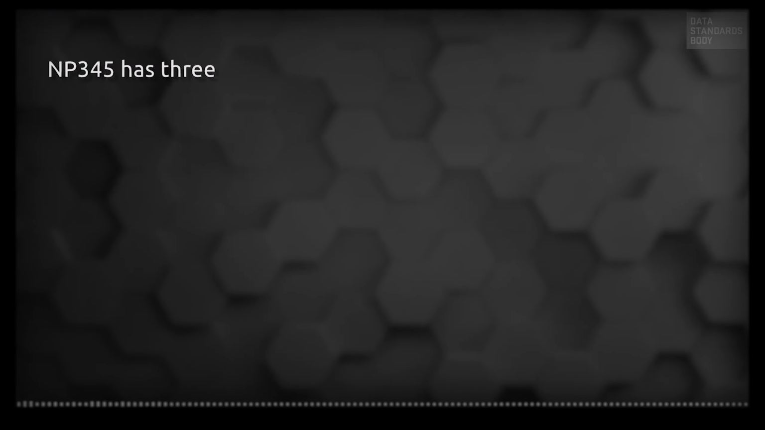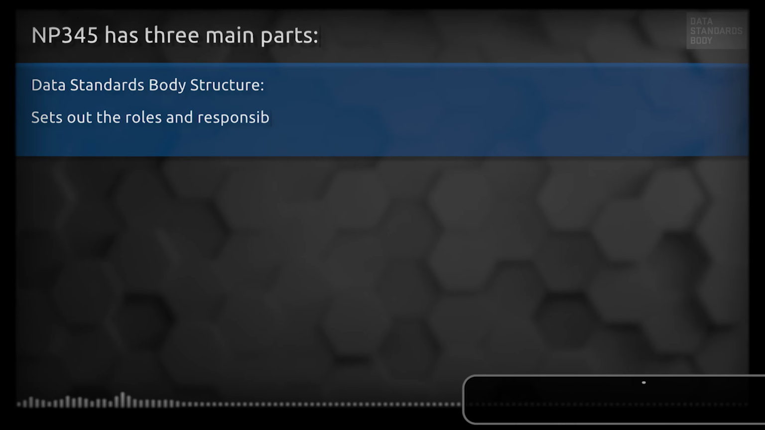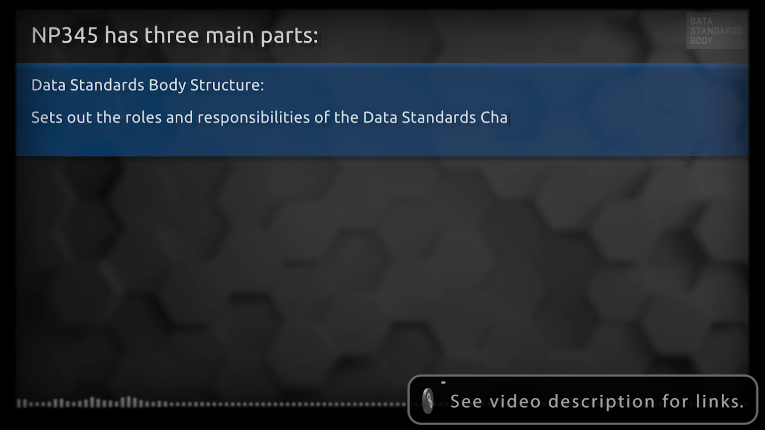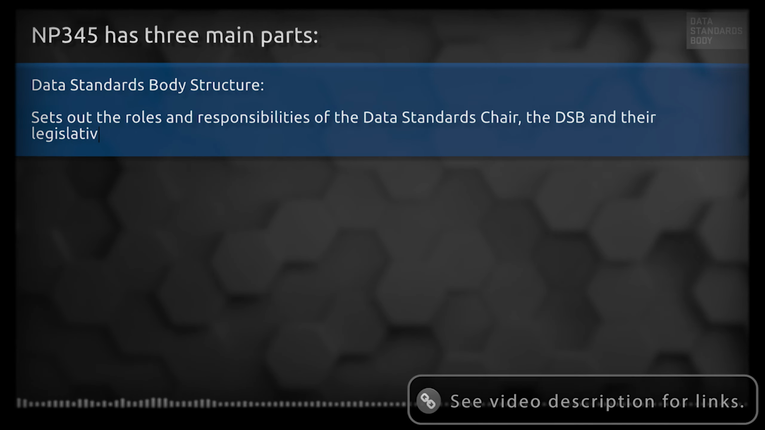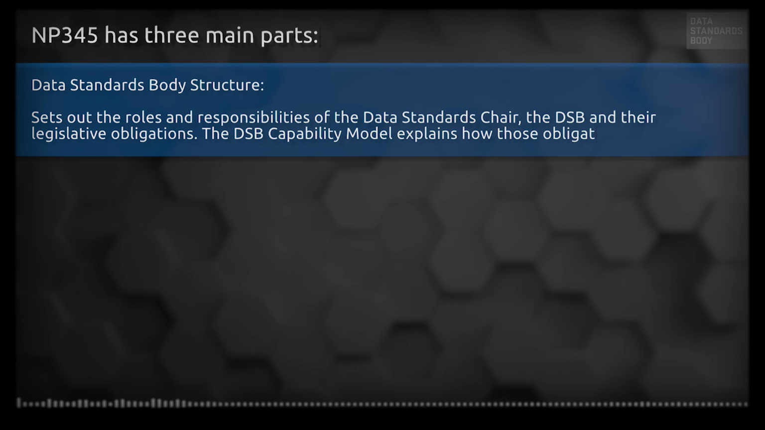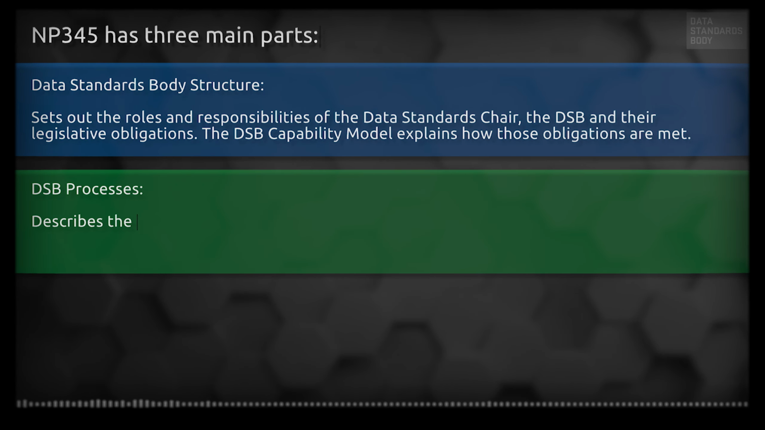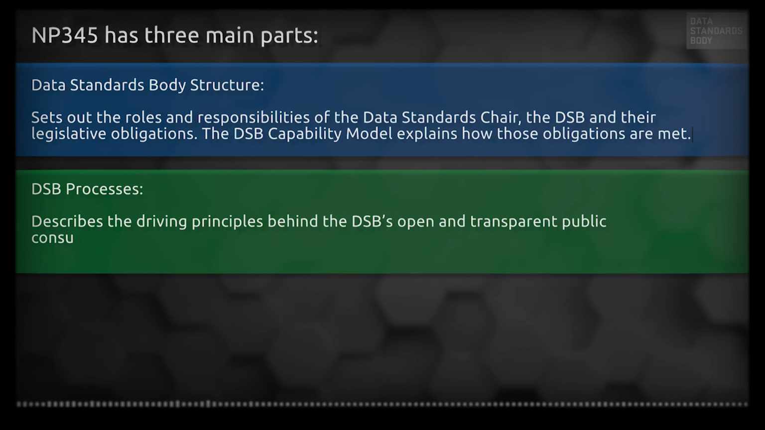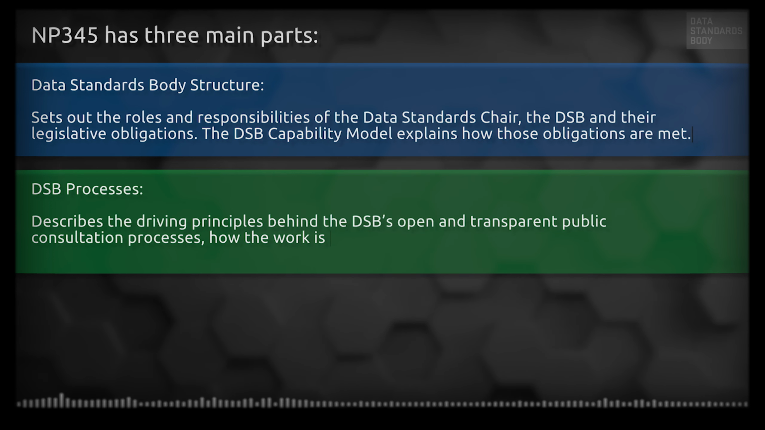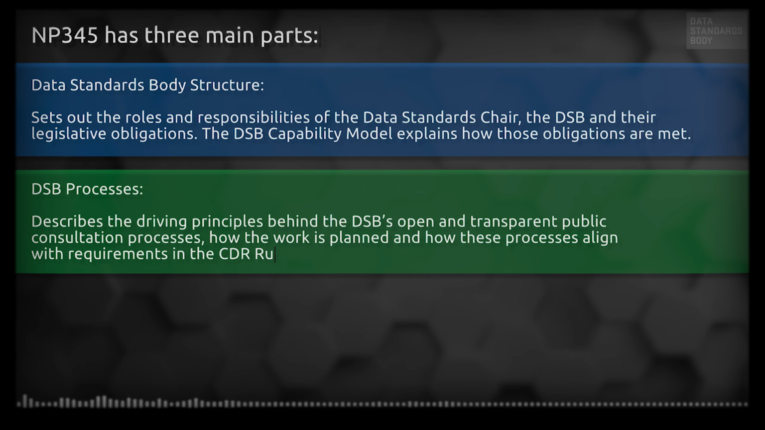NP 345 has three main parts. Data Standards Body structure sets out the roles and responsibilities of the Data Standards Chair, the DSB, and their legislative obligations. The DSB capability model explains how those obligations are met. DSB Processes describes the driving principles behind the DSB's open and transparent public consultation processes, how the work is planned, and how these processes align with requirements in the CDR rules.